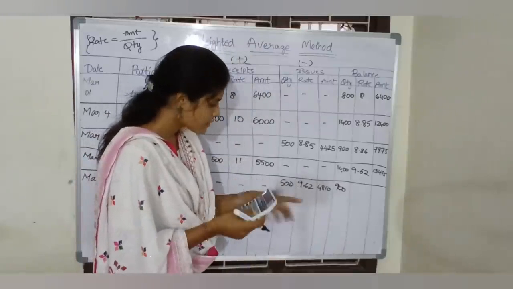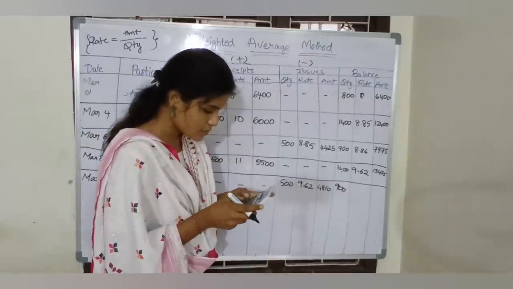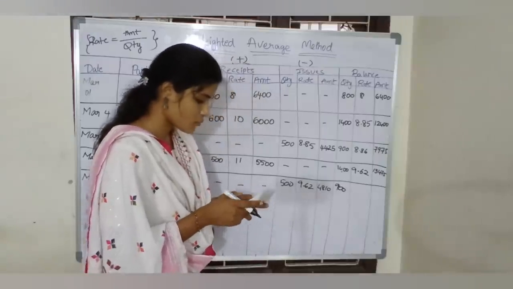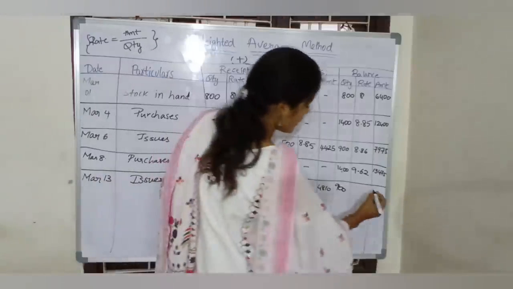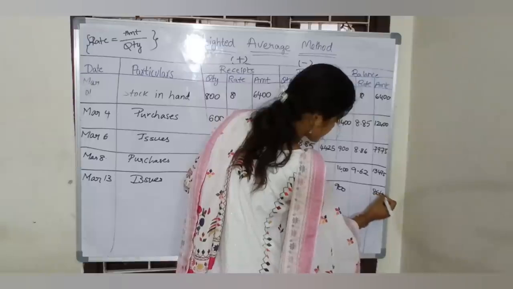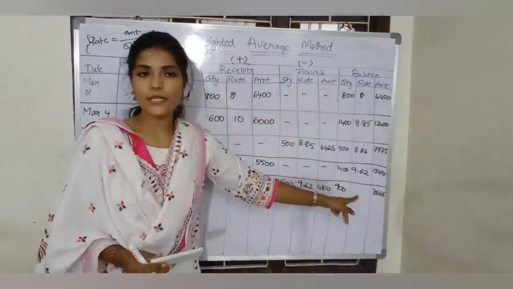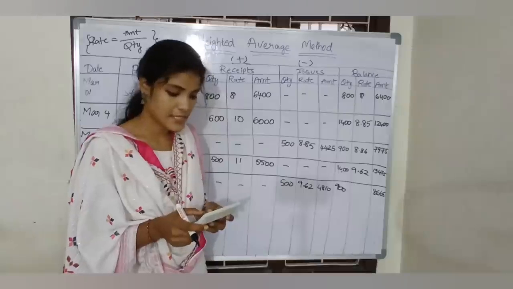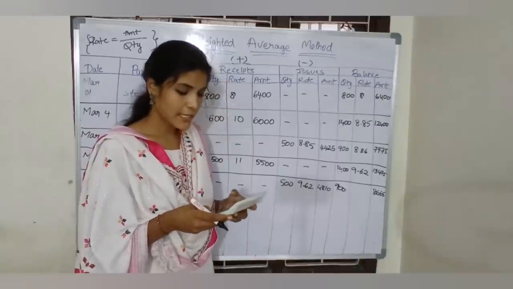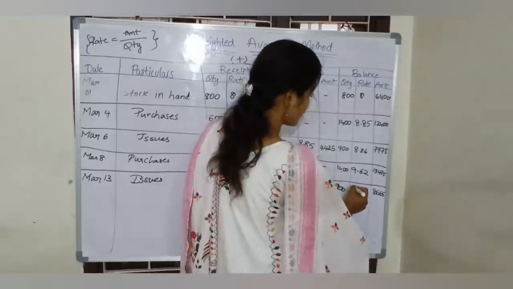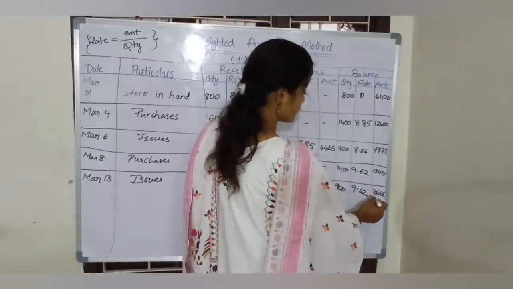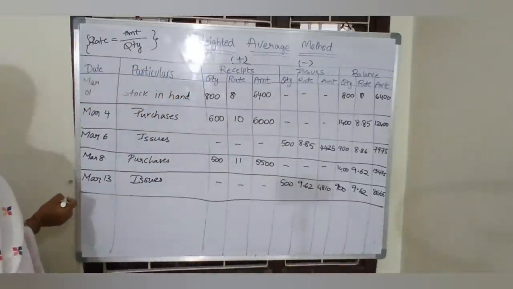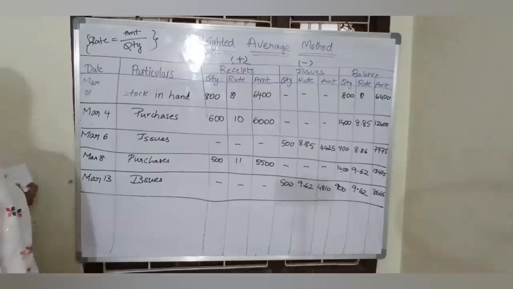13,475 minus 4810, 8,665. To find out the rate, what is the formula? Amount by quantity. 8,665 divided by 900. If you do it, again you will get 9.62 as your rate. Understood?